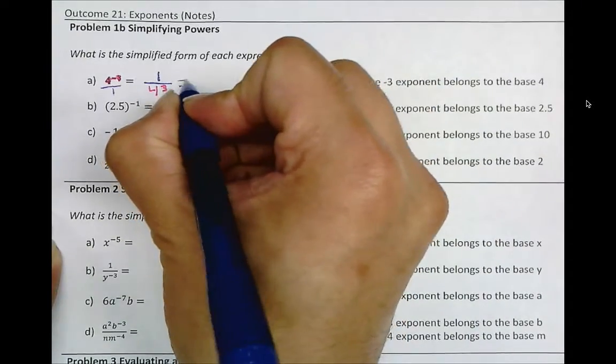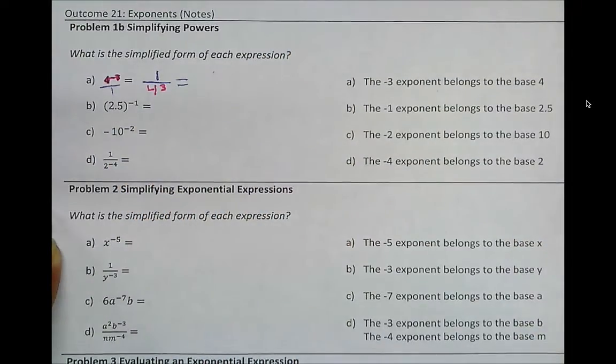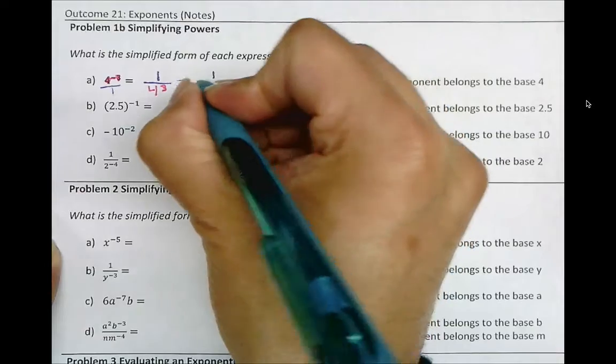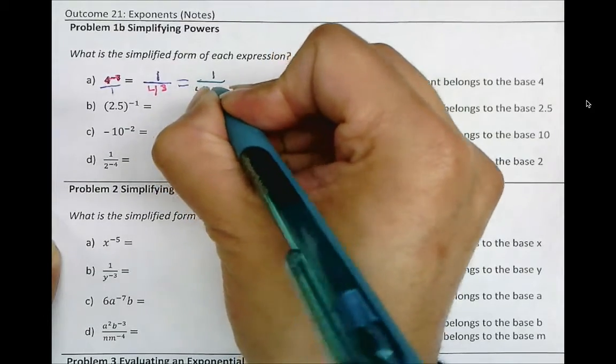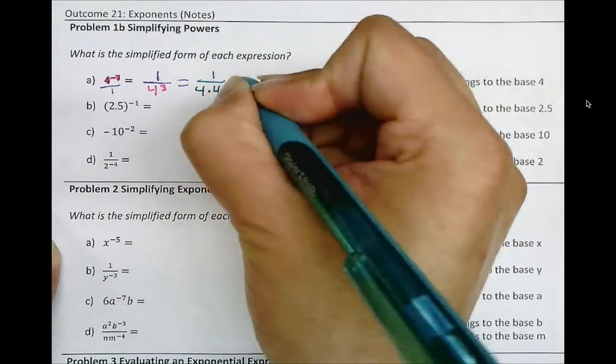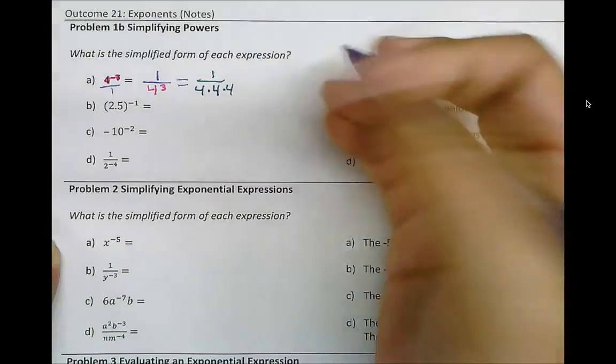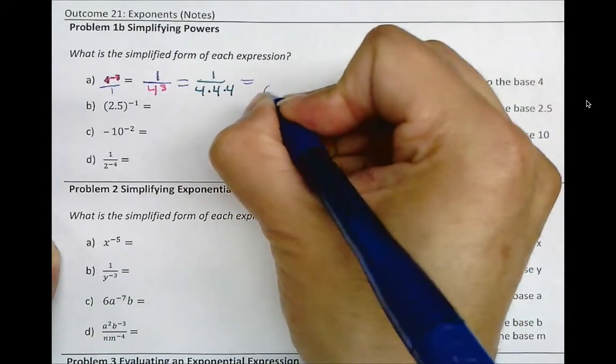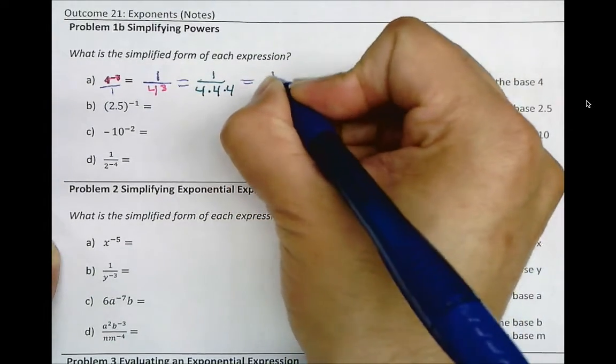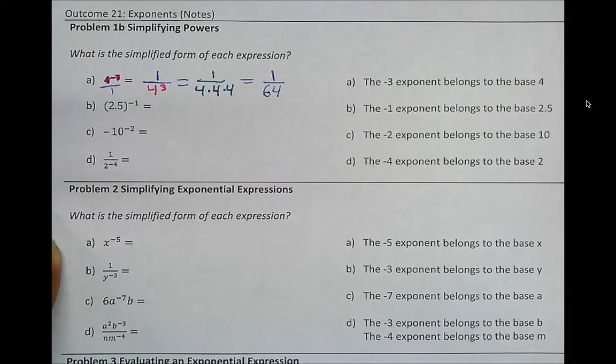And now let's go ahead and simplify this. So 4 to the power of 3 means 4 times 4 times 4, which when simplified, 4 times 4 times 4 is a 64. So we get a final answer of 1/64.